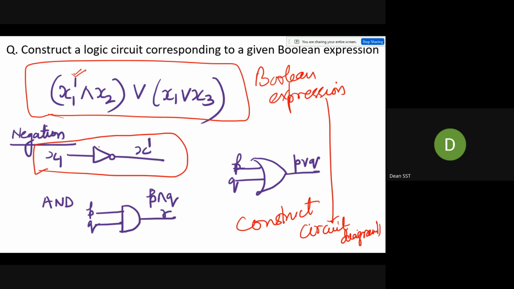This is for negation. You can see AND. So how is AND represented? This. Second, you can see OR. So how is OR represented? See the third diagram, how OR is represented. You should know how to represent these. Only then will you be able to construct the circuit diagram. So you will be given a Boolean expression and asked to create the circuit diagram.